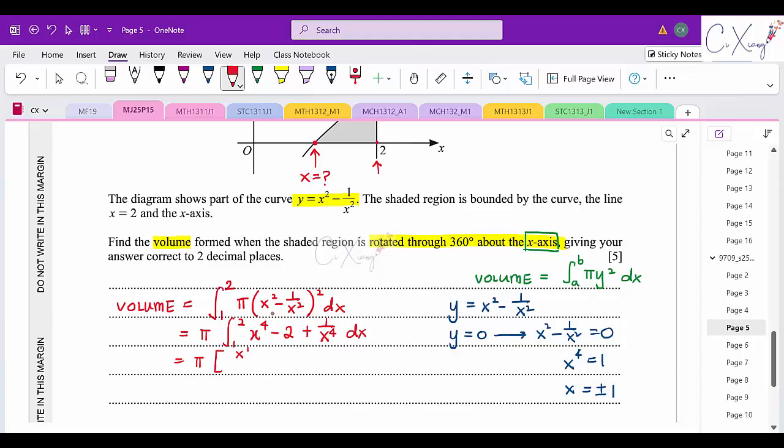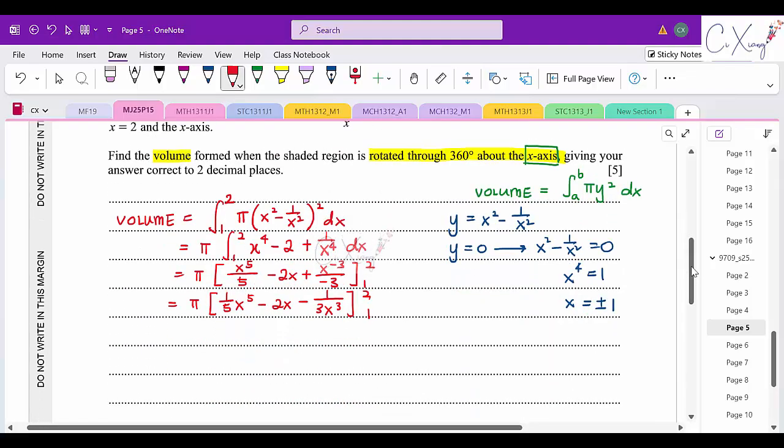X power 4, power plus 1 become a 5 divided by a new power 5. Negative 2, when you integrate, it will become negative 2x. X power negative 4, power plus 1 become negative 3 divided by a new power negative 3. Put in a limit 1 and 2. Again, my personal habit is I prefer to simplify my expression first before I substitute in any value. So for me, I'm having this.